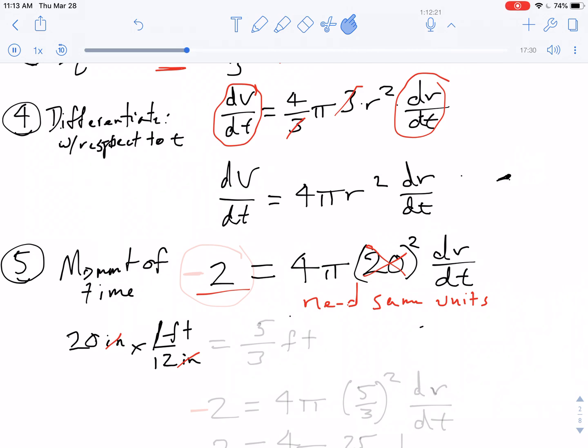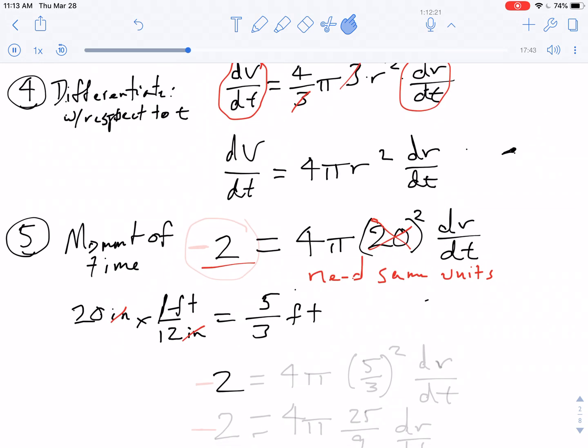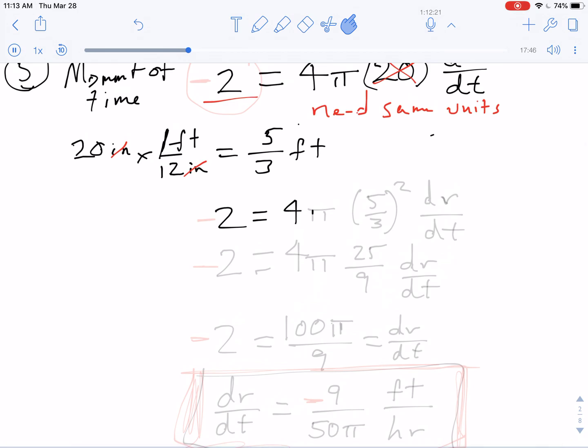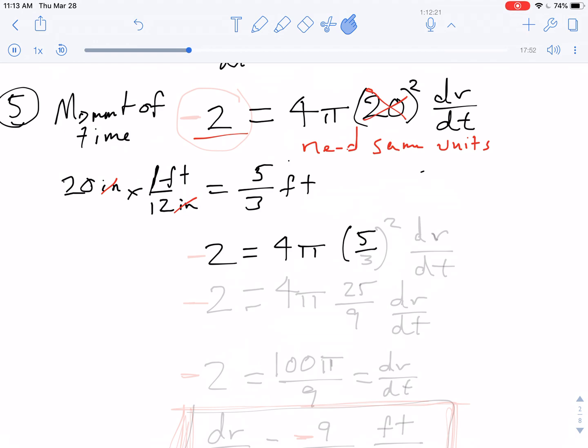So what do I get? I get 20 over 12, or actually 5 over 3 feet. All right, now we can plug this in. So we've got the moment in time. We're doing a little extra math to make sure our units match up. And we'll get 5/3 feet squared times dr, sorry, that's dr/dt. Okay, so now I can solve for dr/dt as our last step of the moment in time.